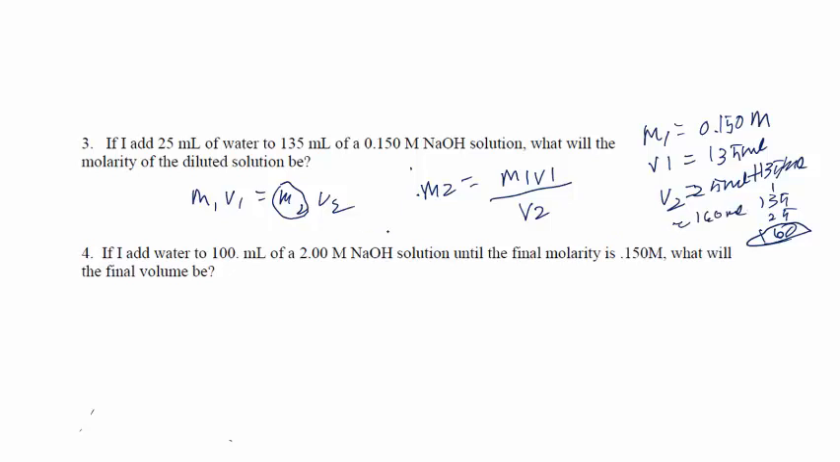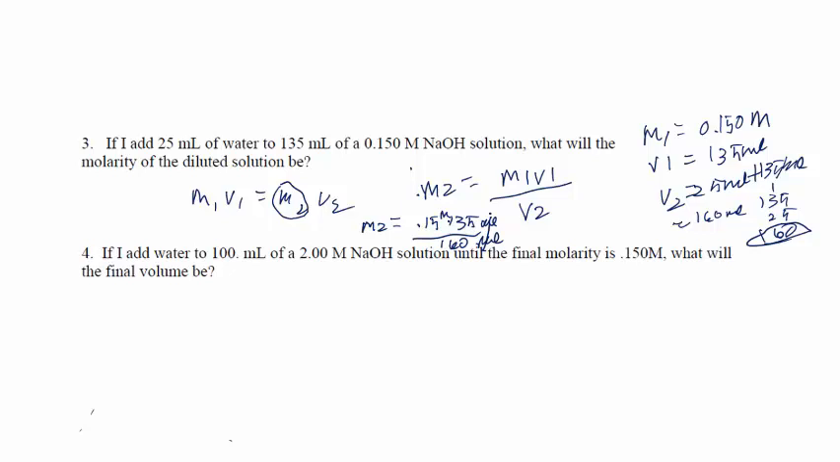So let's go ahead and put stuff in. We have M2 equals 0.15 times 135 over 160, and this is molar, this is ml and ml. You don't have to convert to liters when you do this because ml cancels and you end up with molarity. You can use any volume as long as you're consistent with the volume. In fact, you can use any concentration as long as you're consistent with the concentration units.